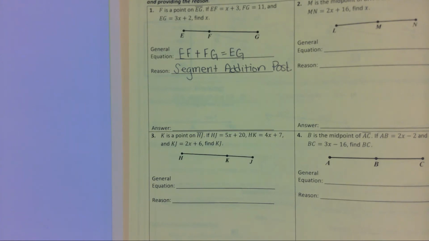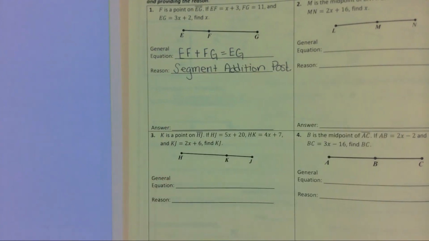Okay, now that I have my general equation written, all you have to do is go up to this part and substitute for EF. Where's EF? EF is right here. I'm going to put x plus 3. I'm going to put that in. Then for FG, let's see, FG is this one. I'm going to put in 11 where it says FG. And then for EG, I'm going to put in 3x plus 2.